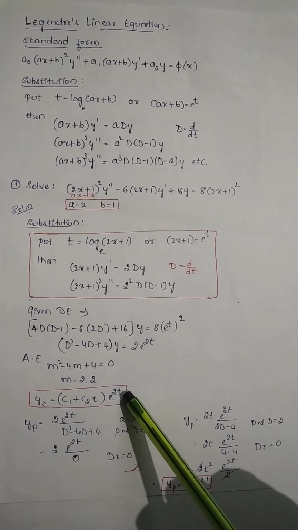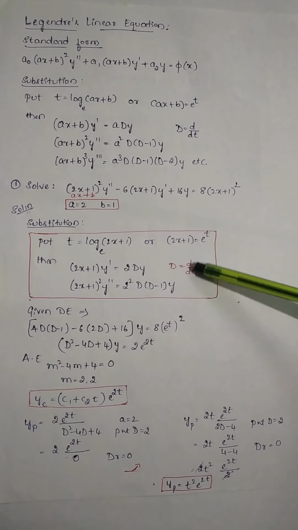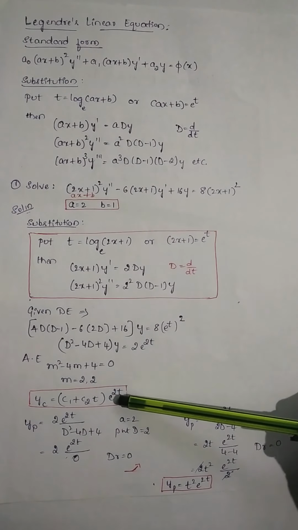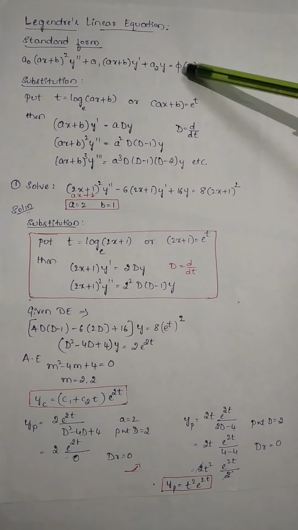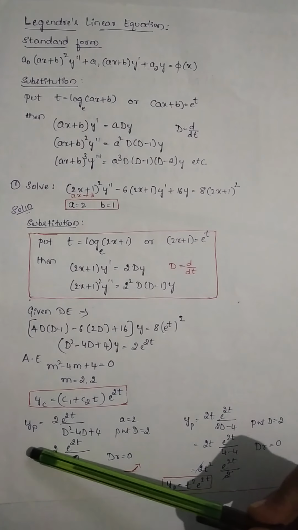as these two are repeated roots, you can write yc = (c1 + c2 t) e^(2t). As D is d/dt, first you will write the solution in terms of t, and the final answer to be written in terms of x only. Now find out yp.